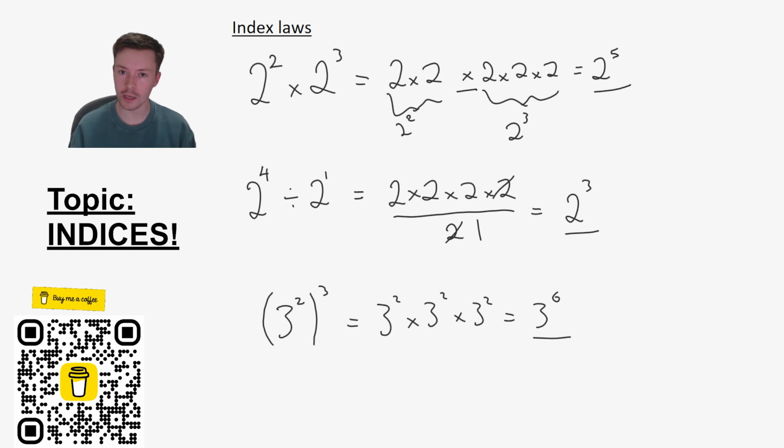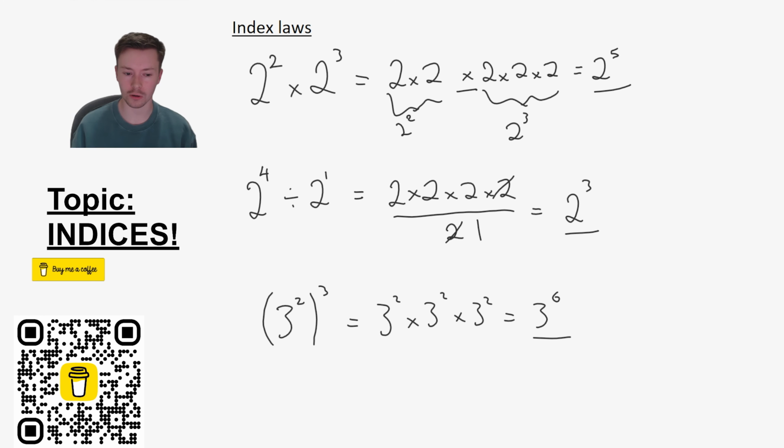Okay, so what could be the rule here? Well, actually, to get a power of 6, I've multiplied the powers inside and outside the brackets here. So 2 times 3 gives you the 6. So, I'll say that one more time. I'll go through what we've done there. If you multiply with the same base, then you add your powers. If you divide with the same base, in this case 2, then you subtract your powers.